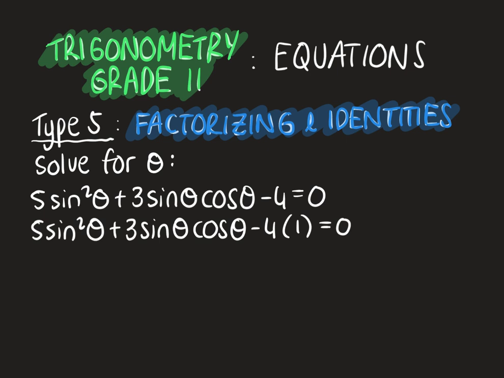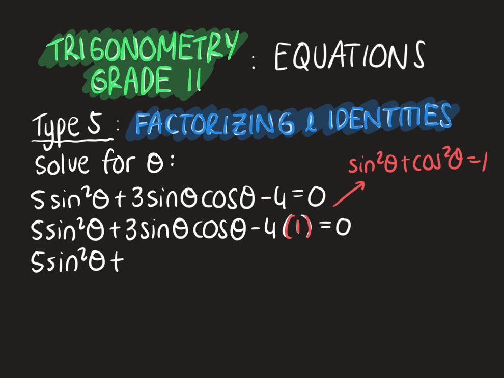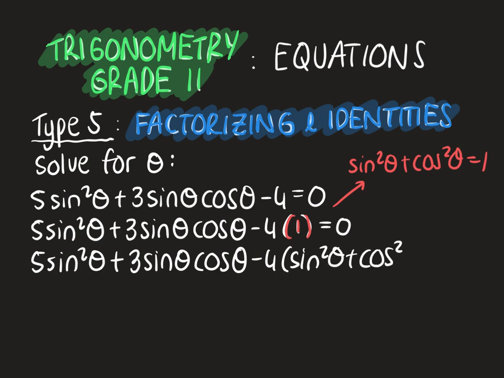Now, what identity do we know in trigonometry that a 1 can change into? Well, isn't sine squared plus cos squared theta equal to 1? So surely I can change this 1 into this identity, and that's what's going to bring in that cos squared that I've been looking for. So let's see if it works out. 5 sine squared theta plus 3 sine theta cos theta minus 4 times sine squared theta plus cos squared theta equals 0.